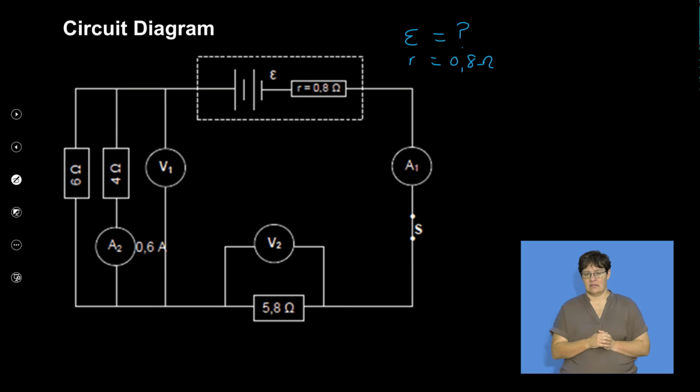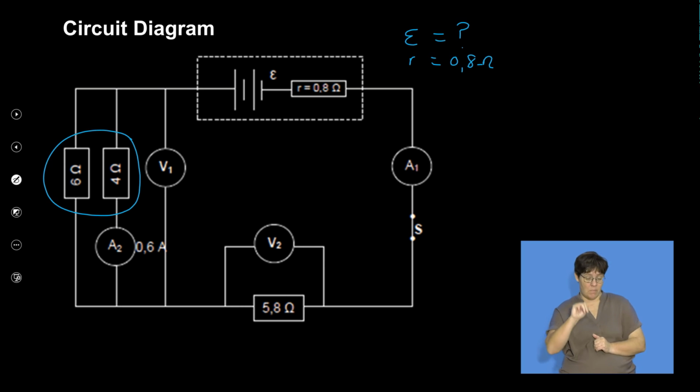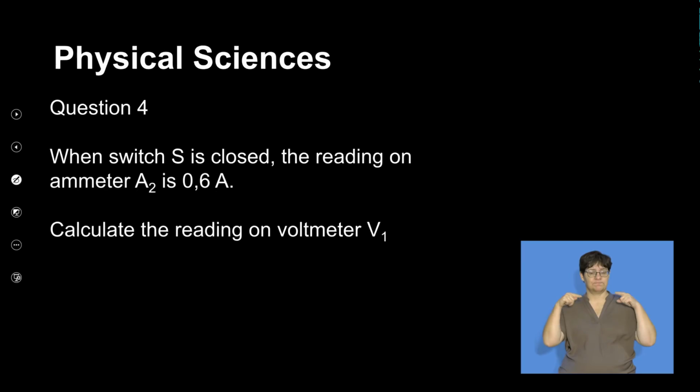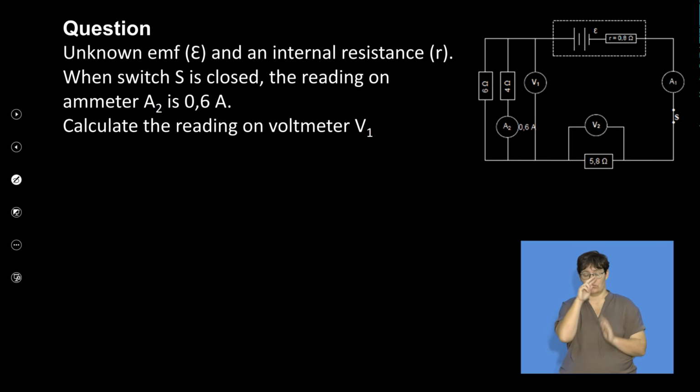Then there are 3 resistors in the external circuit. What is important also to note is that the 6 ohm and the 4 ohm resistor are connected in parallel. But let's look at what the question says. It says here, when switch S is closed, the reading on the ammeter A2 is 0.6 amperes. So the question demands that we calculate the reading on voltmeter V1. Here is our circuit. A2 reads 0.6 amperes.